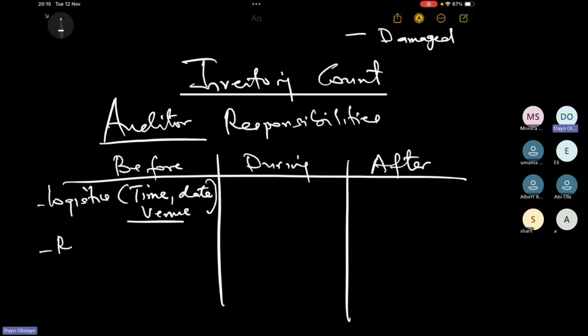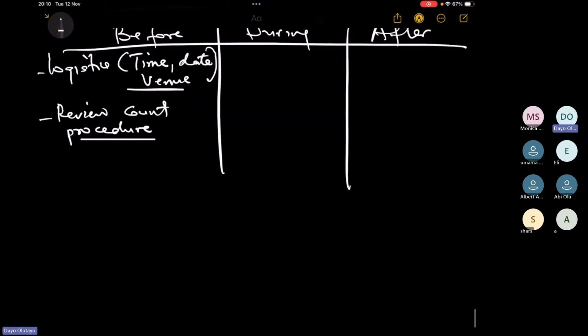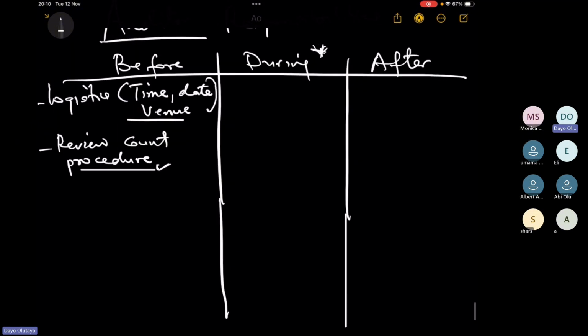Auditor needs to review the procedure, the count procedure, because auditor will be observing the client doing the counting based on this procedure. So if you have not reviewed that procedure before you go, how will you know that they are doing the right thing? Then that means you are just watching movie, right? You're not there to watch Netflix. You are there to really watch them do what they should be doing according to their procedure. So before the count, you must have looked at the procedure.